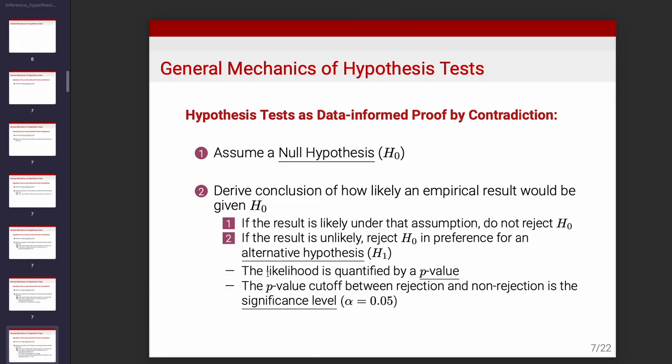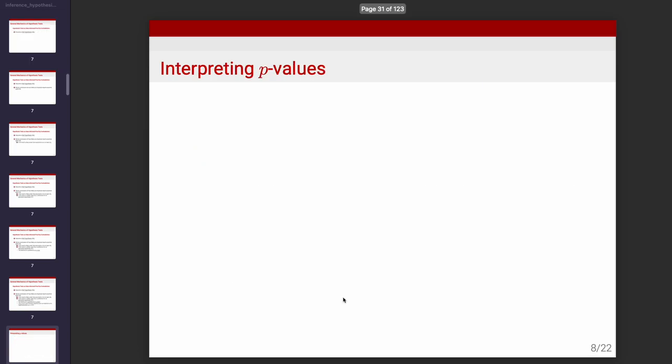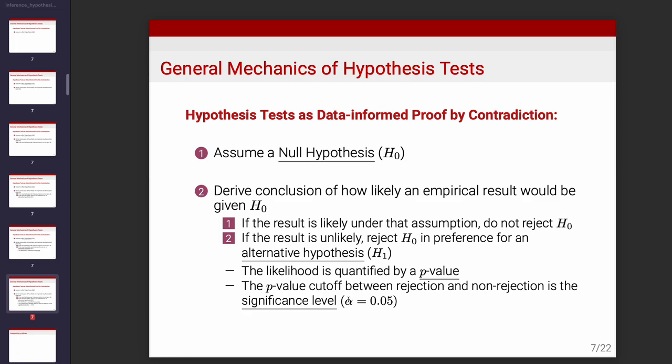So we're going to quantify this notion of likelihood, quote unquote, using what's called a p-value, and the p-value cutoff between rejection and non-rejection in the social sciences is called the significance level, and there will be an interpretation of this as we go. But the significance level usually is denoted by alpha, and usually alpha is set to 0.05, and this 0.05, under the assumptions of the null hypothesis, will be interpreted as a probability.